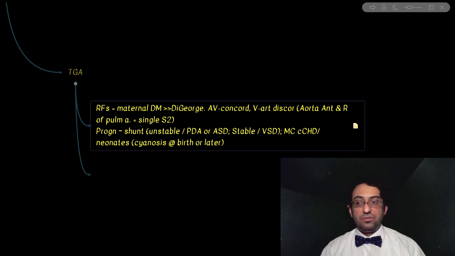shunts are not present. True or false, presence of a PDA could be life-saving in the case of transposition. No, usually an additional shunt such as an ASD or VSD is also needed.